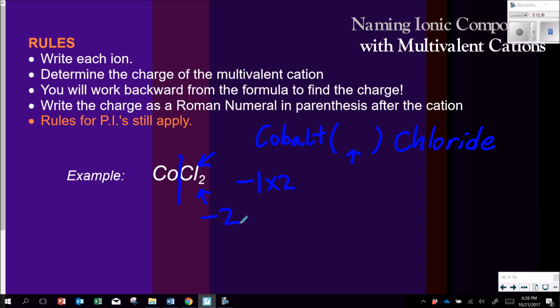To balance the charges, I would have to have a +2 on the cobalt side. And since I only have 1 cobalt ion on this side, I know that my cobalt had a charge of +2. So my Roman numeral has to be 2, and I can put the Roman numeral 2 here.